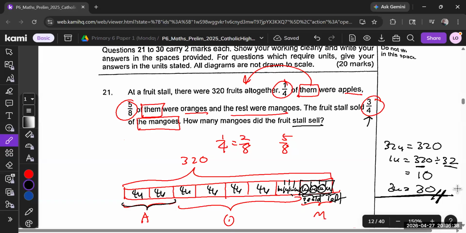And your answer is 30. Simple. Yeah, nothing hard. If you draw your model, it is not hard to draw. You just have to ask what the fractions are talking about. If the fractions are talking about the same thing, make the denominator the same.